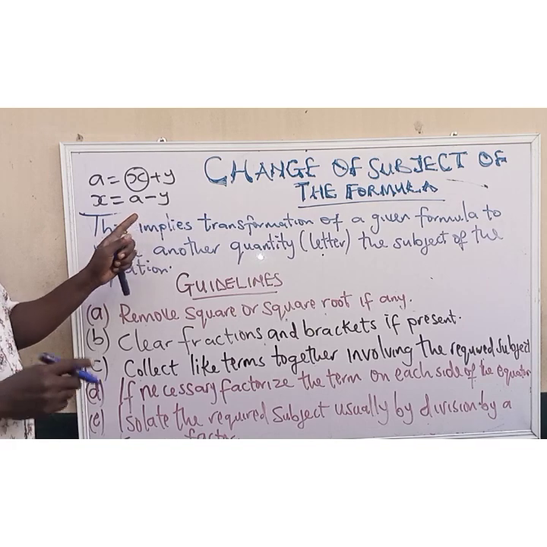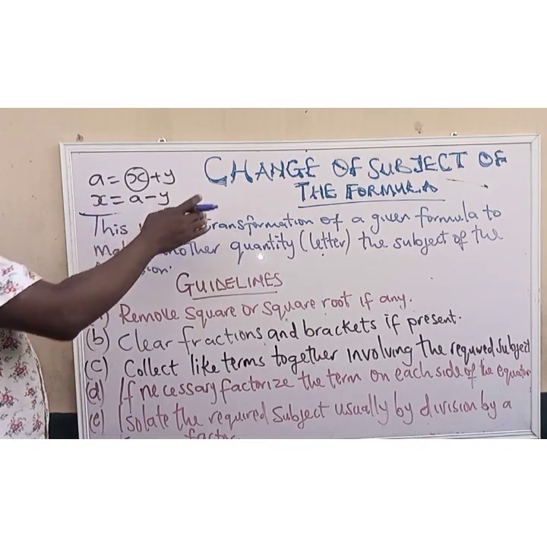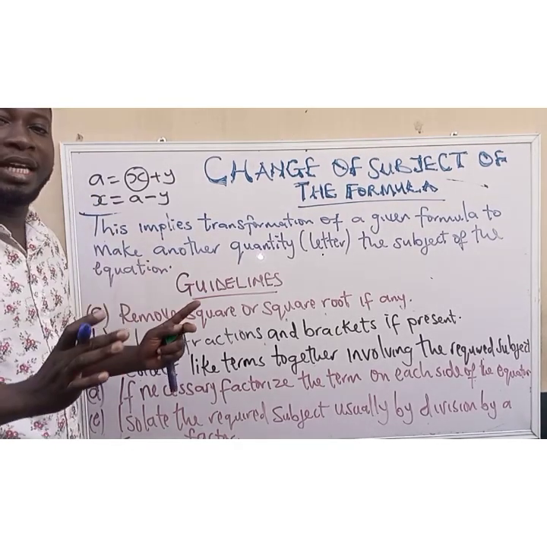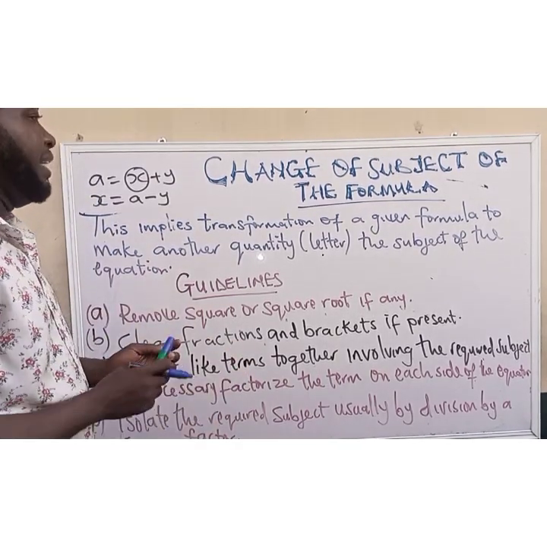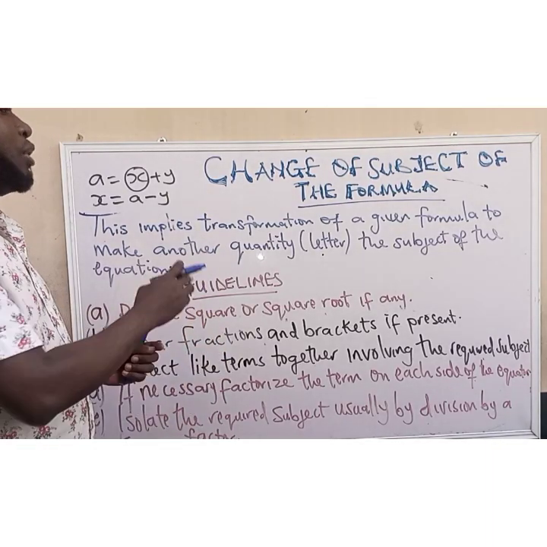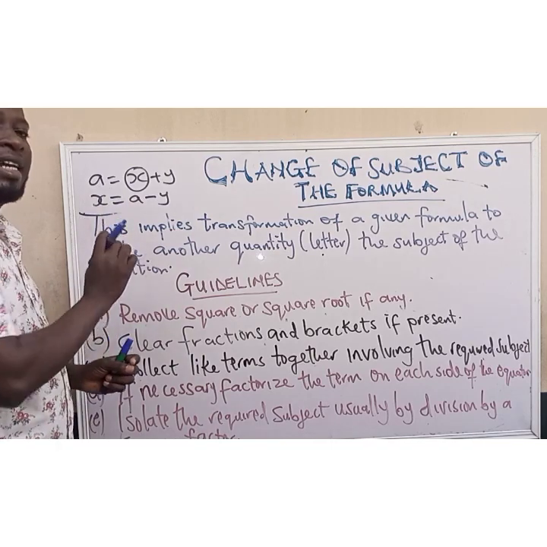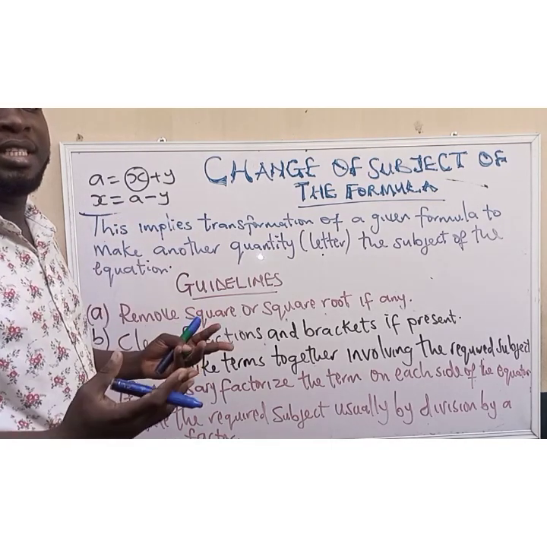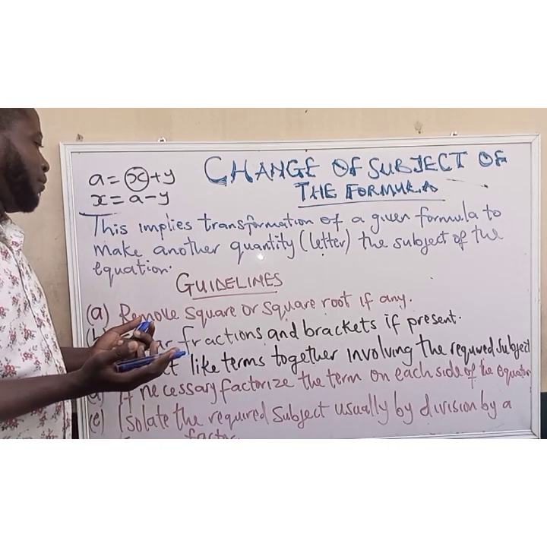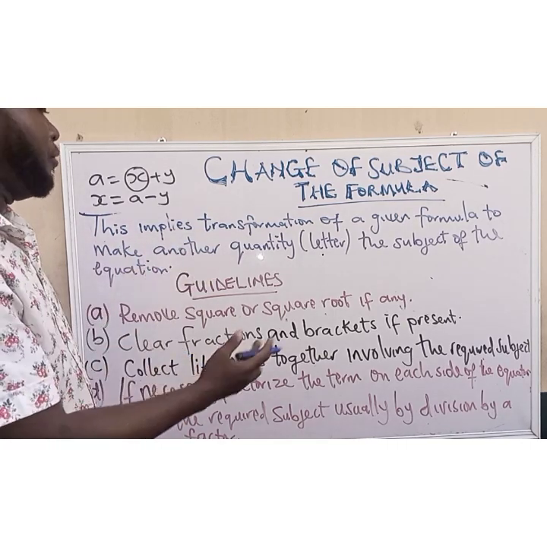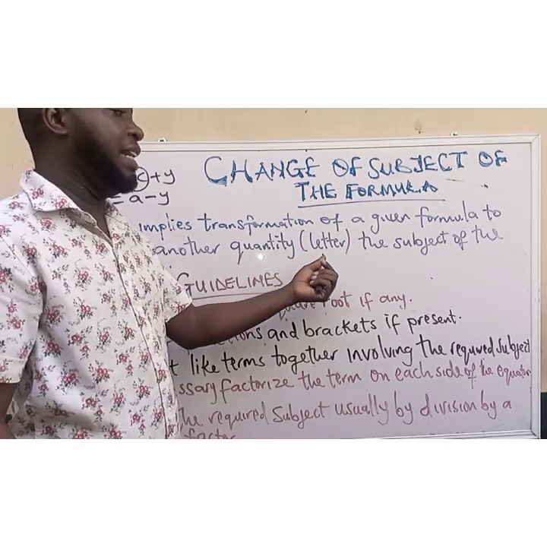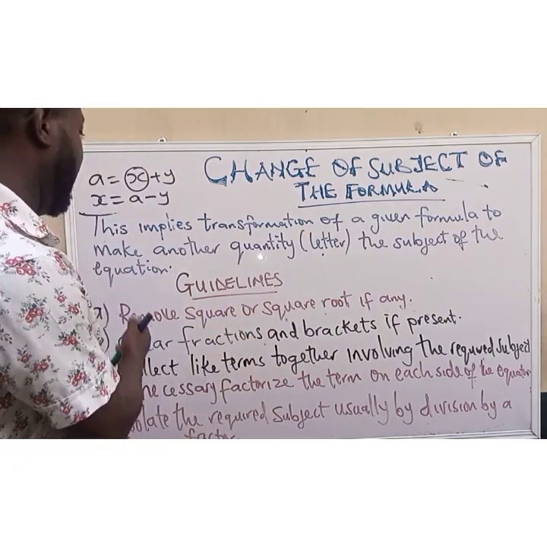So in this situation, if x is equal to other quantities, we can say we have made x the subject of the formula. In this class, we are going to teach you how you can make a particular letter, a particular quantity, the subject of the formula. So change of subject of the formula simply implies transformation of a given formula to make another quantity, which is usually a letter, the subject of the equation.